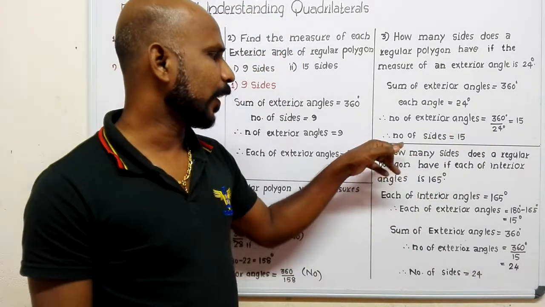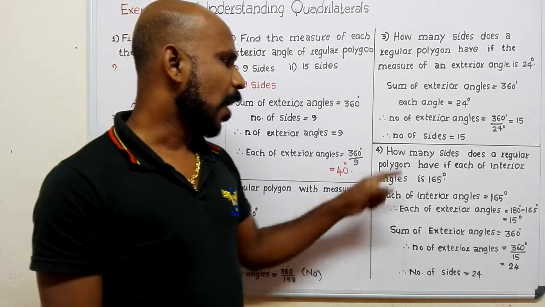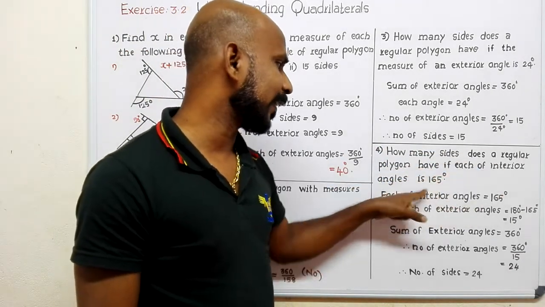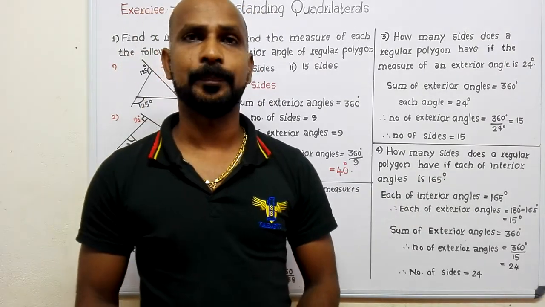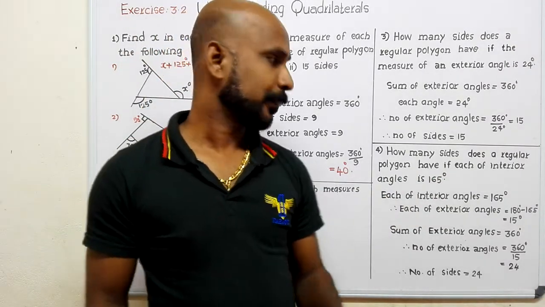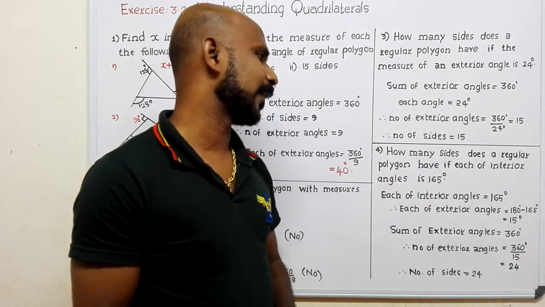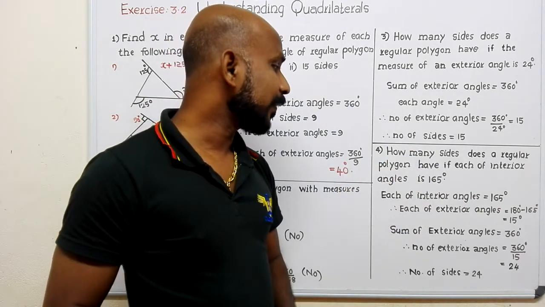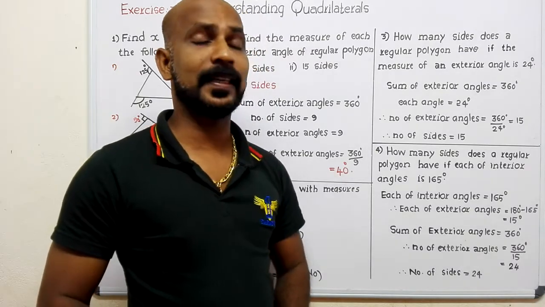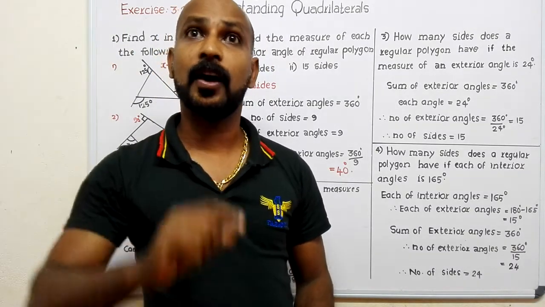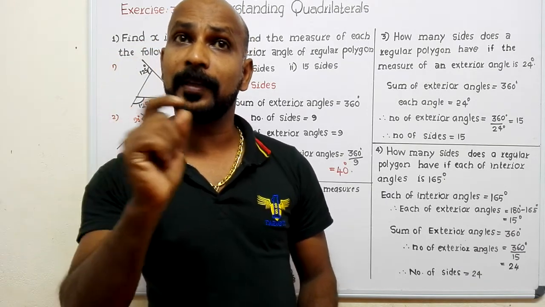Okay. Now we are moving to the fourth question. How many sides does a regular polygon have if each of its interior angles is 165 degrees? That I just discussed here. The question once again I will read. How many sides does a regular polygon have if each of its interior angles is 165 degrees? Each of the interior angles is given. I said how to find the exterior angle from the interior angle.